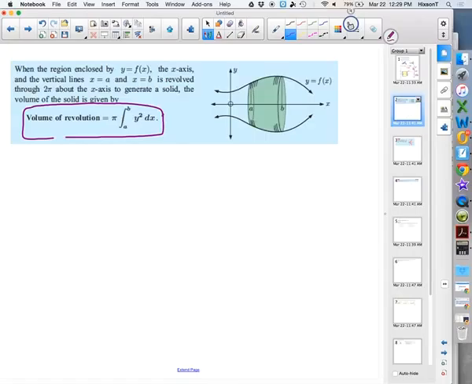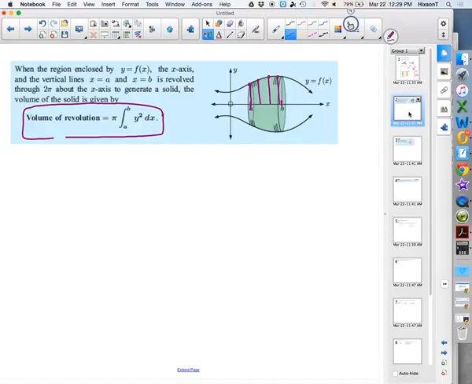And this is why we have to do the sum, because this disc has a different radius than this disc, and this disc has a different radius, and this disc has a different radius. The radius is changing, so that's why we're integrating the function from a to b. Now notice, this gives us the volume from one point to another as we revolve it a full 360 degrees, or a full 2 pi, about the x-axis.